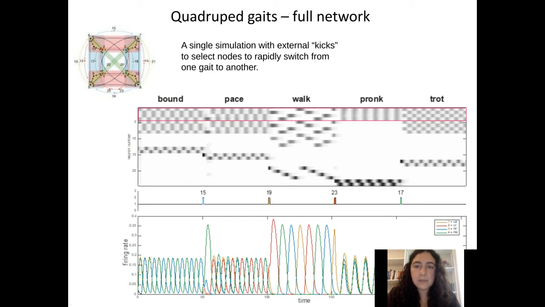You can see there's a different pattern of activity. In the pink rectangle here, this is the focus on the 4 neurons that are actually determining the gait, the 4 neurons for the legs. And then another stimulation, neuron 19, which is unique to walk, kicks you into the walk gait, and then neuron 23 kicks you into pronk, neuron 17 kicks you into trot. And so here we see that not only do these gaits coexist in the same network, but it's very easy to transition between them just by stimulating single neurons that will activate the different gaits.